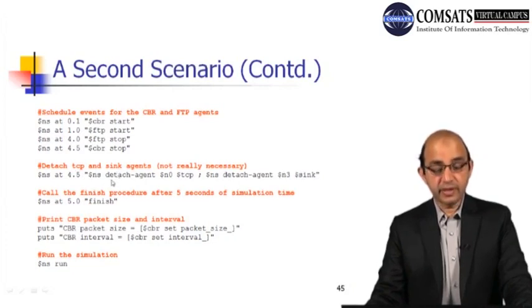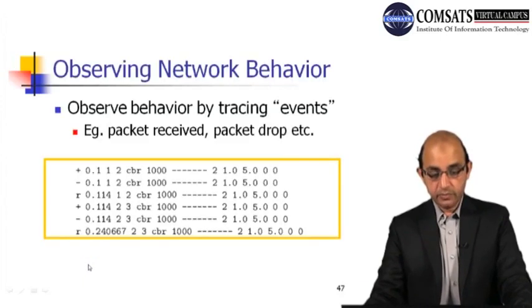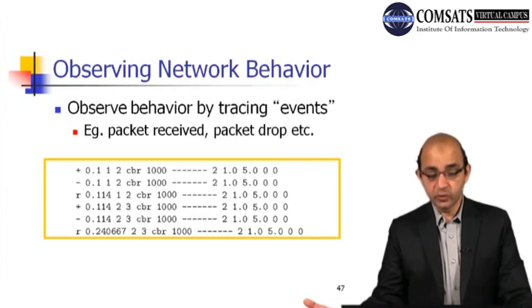And then detach TCP and sink agents, right? So here we will be detaching them and we have to call the finish procedure as usual, and here we are actually printing the CBR packet size and interval, right? So of course we need to run the simulation. So after having run the simulation, what we can do, right?